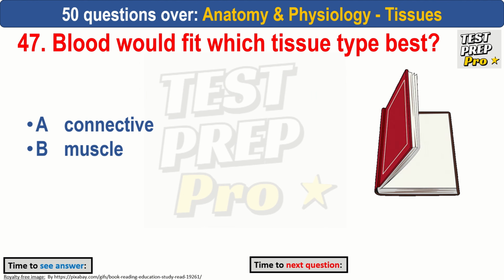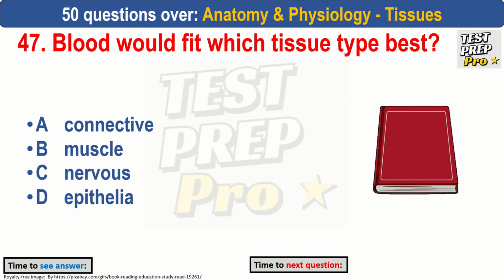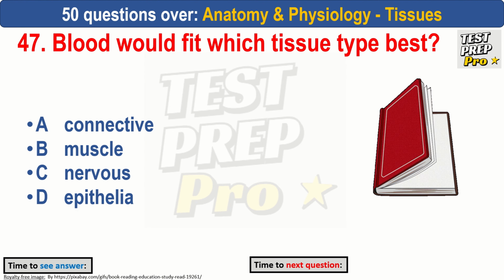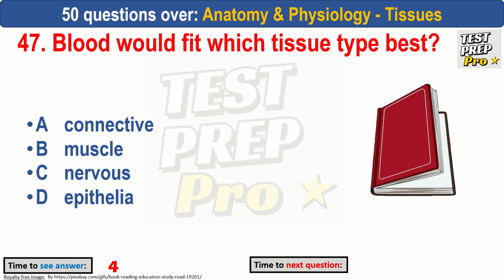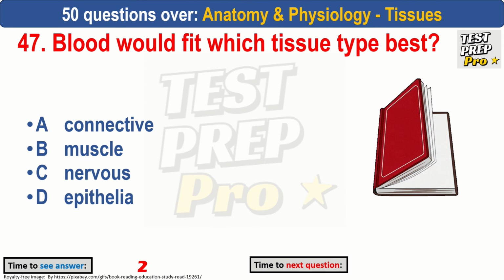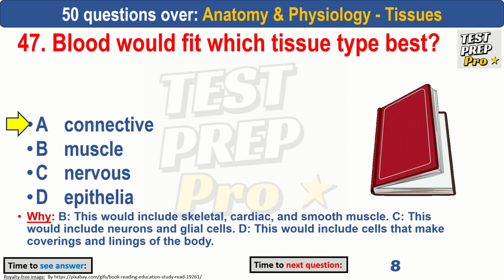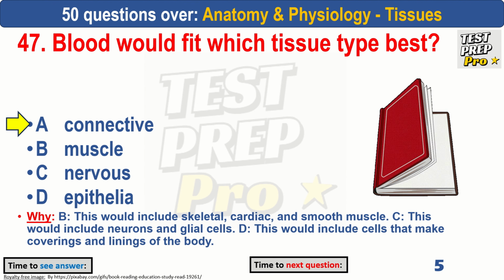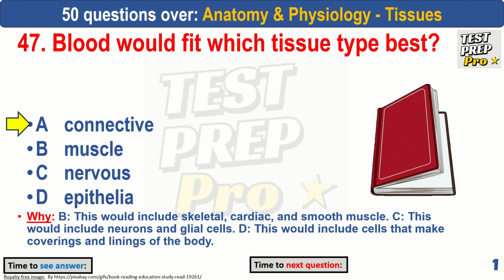Blood would fit which tissue type the best? Connective, muscle, nervous, or epithelia? It fits connective tissue the best. Muscle could be cardiac, like in the heart, smooth muscle in the wall of the GI tract, or skeletal muscle as an example.